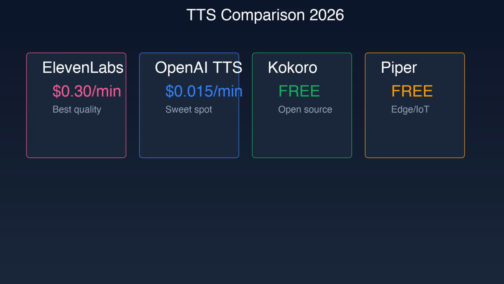My recommendation? Start with Kokoro for development and prototyping. It costs nothing and lets you iterate fast. When you need production reliability and the best possible quality, upgrade to OpenAI TTS. Only go to 11 Labs if voice quality is your primary differentiator and you have the budget for it.